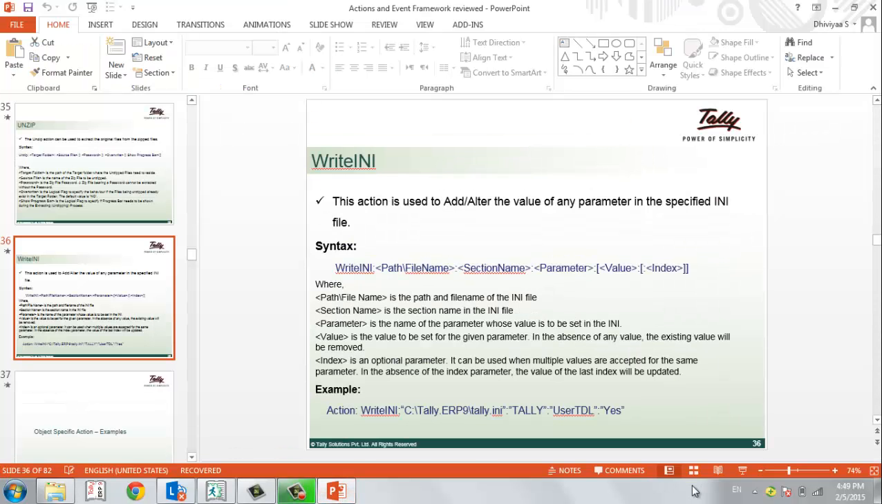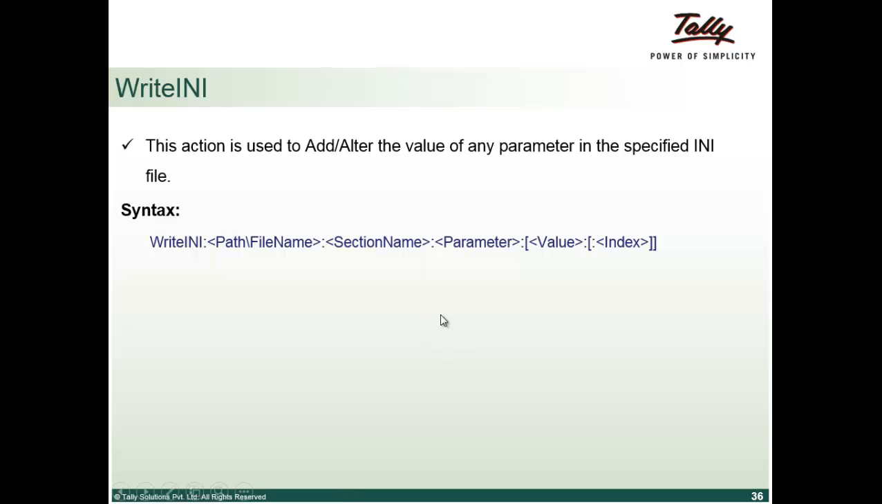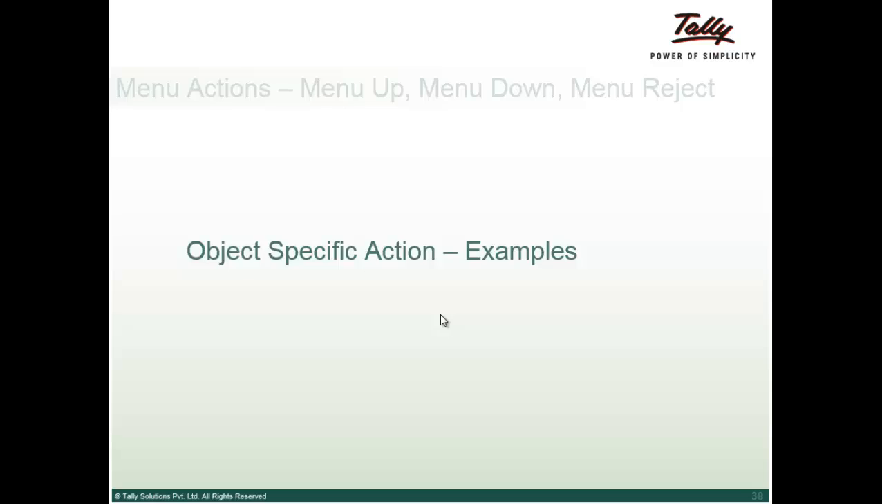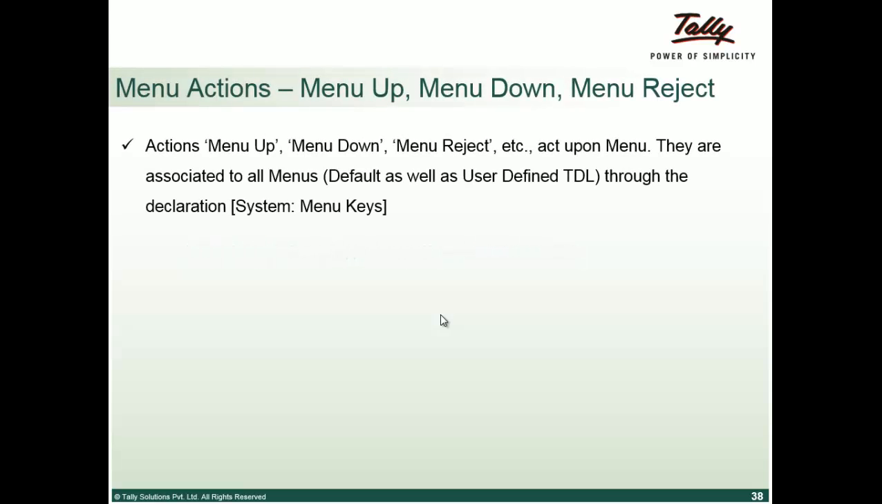So we'll go to the next action. So now we are at the end of the global actions. So now next we will be seeing the object specific actions. So we'll start with menu actions. So menu actions are menu up, menu down, menu reject. So actions menu up, menu down, menu reject, etc. they act upon the menu.